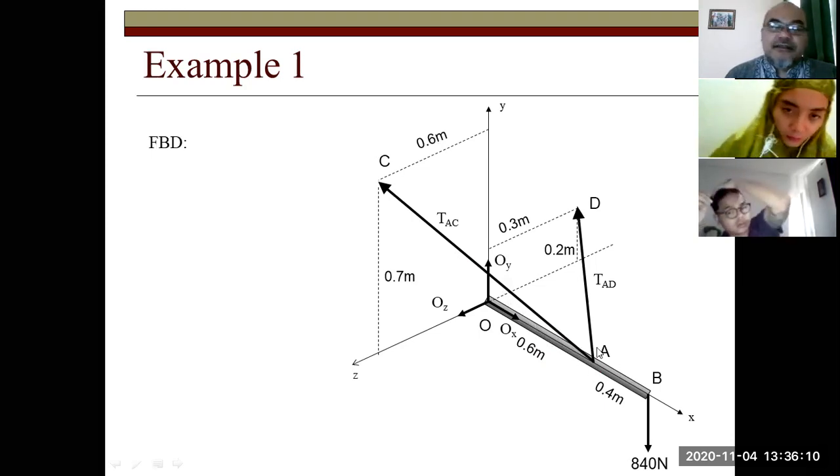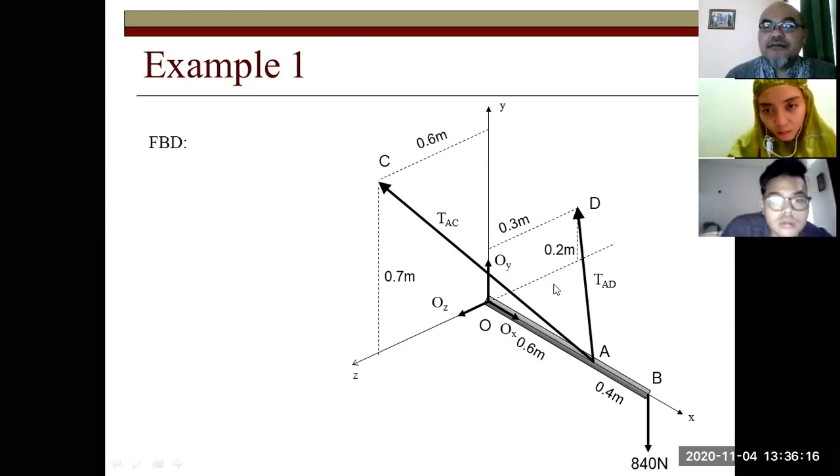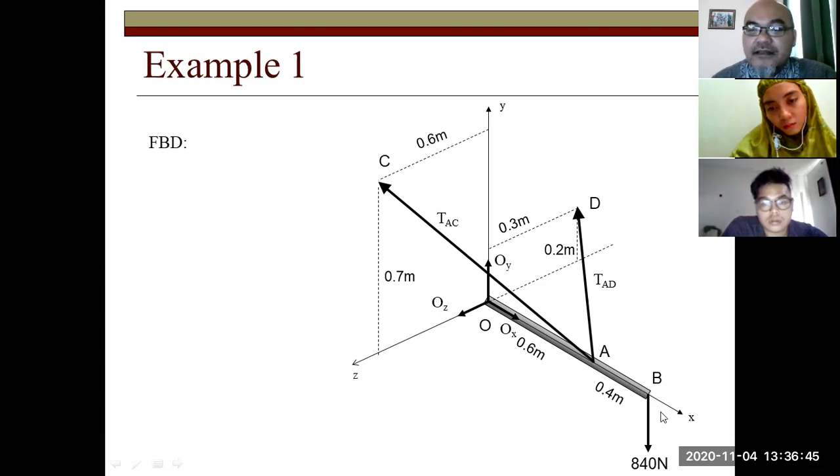Point C is located at the YZ plane, so it does not have any distance in the x-axis. D is similarly 0.3 meter from the Y axis, or the Z coordinate, and 0.2 meter from the Z axis, or the Y coordinate. The point A is located at the X axis, so it doesn't have any Y and Z coordinate component, but it only has this 0.6 meter X coordinate component. The force at B is located 1 meter from the origin O, and it is directed vertically downward, so it only has a Y component, along the J unit vector.